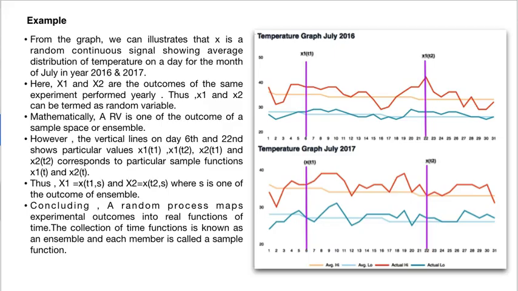Let's take an example. I have shown in these graphs the temperatures of a particular day, on 6th and 26th of July 2016 and 17. From the graph, we can illustrate that X is a random continuous signal showing the average distribution of temperature on a day for the month of July in the years 2016 and 17. Here x1 and x2 are the outcomes of the same experiment performed yearly. Thus, x1 and x2 can be termed random variables.